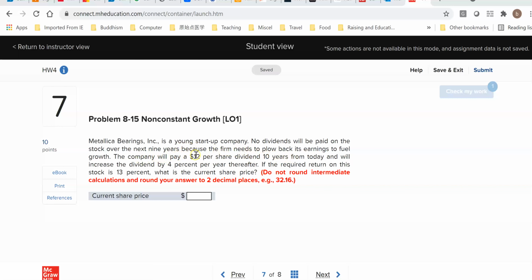And that's actually what typically happens to a young firm, only until the firm becomes mature and begins to pay dividends. The company will pay a $12 per share dividend 10 years from today and will increase the dividend by 4% per year thereafter. If the required return on the stock is 13%, what is the current share price?